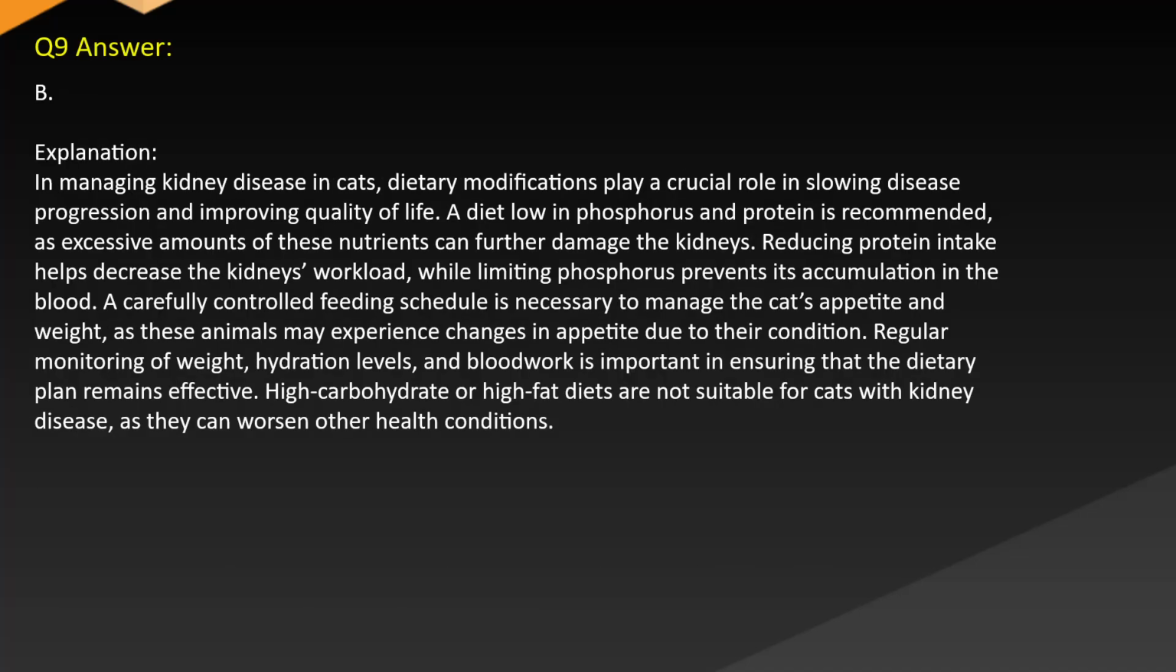Answer B. Explanation. In managing kidney disease in cats, dietary modifications play a crucial role in slowing disease progression and improving quality of life. A diet low in phosphorus and protein is recommended, as excessive amounts of these nutrients can further damage the kidneys. Reducing protein intake helps decrease the kidney's workload, while limiting phosphorus prevents its accumulation in the blood. A carefully controlled feeding schedule is necessary to manage the cat's appetite and weight, as these animals may experience changes in appetite due to their condition.